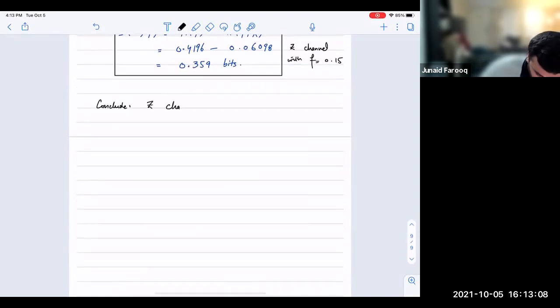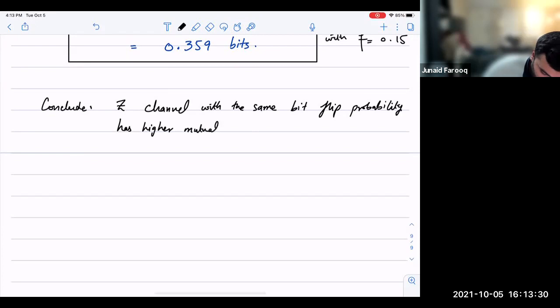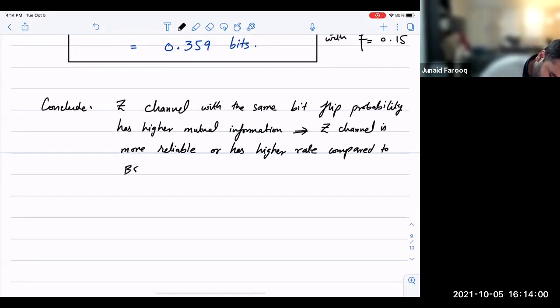So the Z channel with the same bit flip probability has higher mutual information. Therefore, the Z channel is more reliable, or has a higher rate, compared to a BSC. Right?